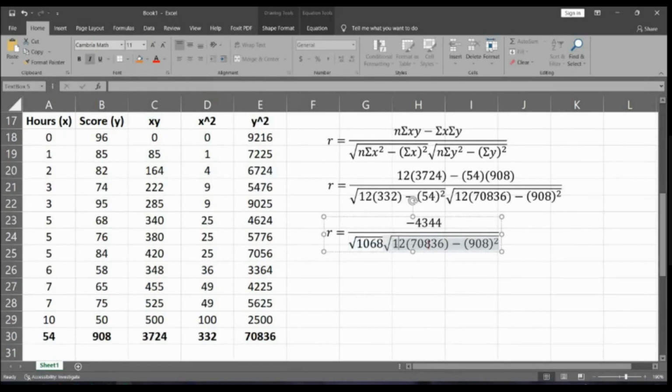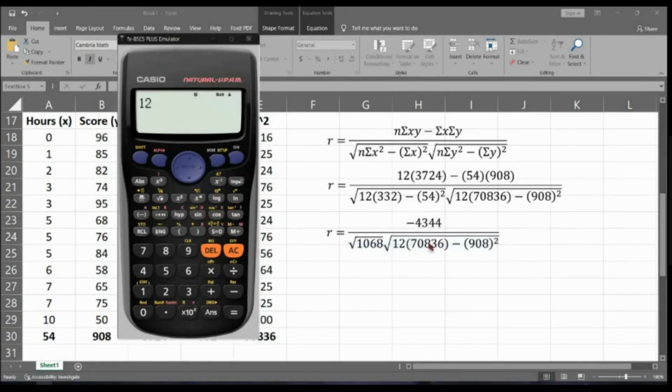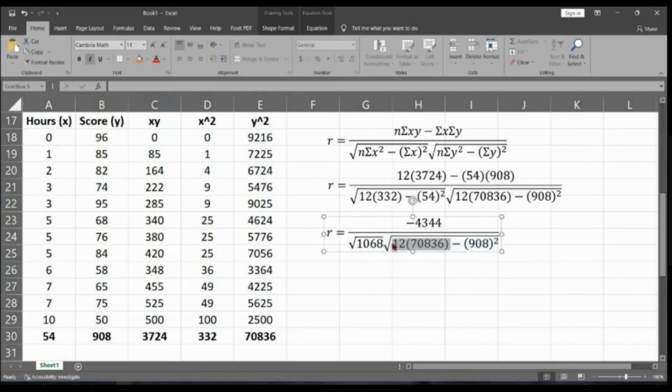And the other radical, we have 12 times 70,836 minus 908 squared. We have 25568. 25568. And then that's it.